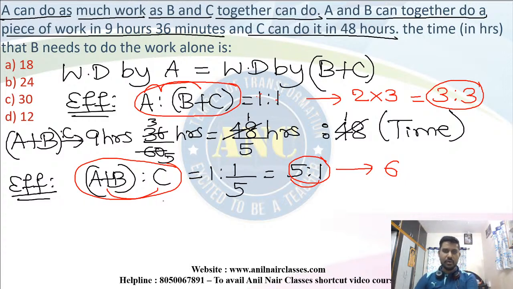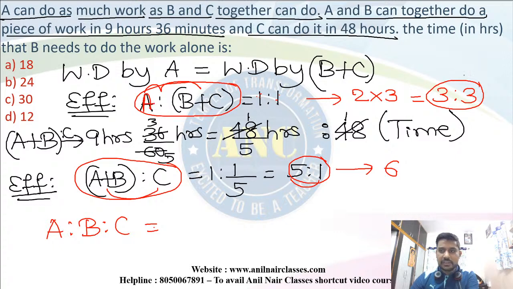So it is 6. If I want to find A, B and C's individual efficiency, A's efficiency is directly given here as 3. So I will write it as 3. C's efficiency is given here as 1. And all 3 people together have how much? It is 6. Already 4 is over, so B should be the remaining 2. So 3 plus 2 plus 1 is 6. So we know the individual capacities right now.